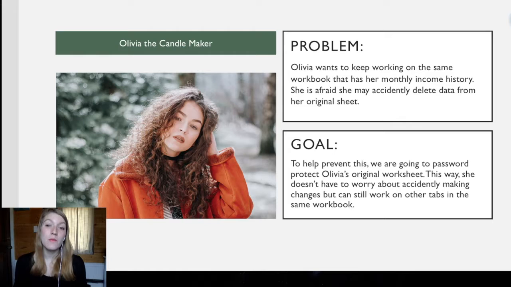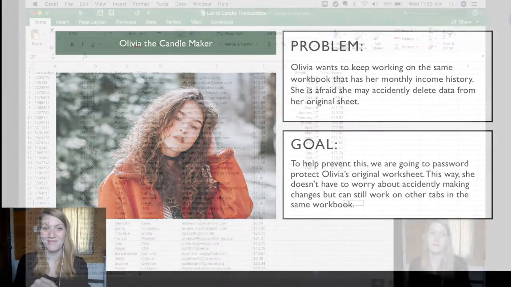Olivia wants to keep working on the same workbook that has her monthly income history. She's afraid she might accidentally delete some of that data from the original worksheet. To prevent this, we're going to password protect Olivia's original worksheet that has her monthly income history. This way she doesn't have to worry about accidentally deleting any data or making any changes, and she can still work on other tabs in that same workbook. Let's see how we're going to do that.